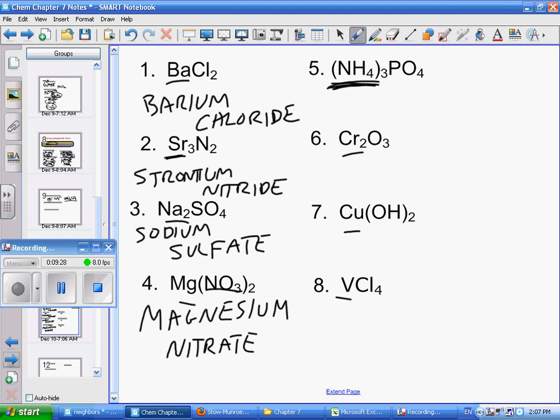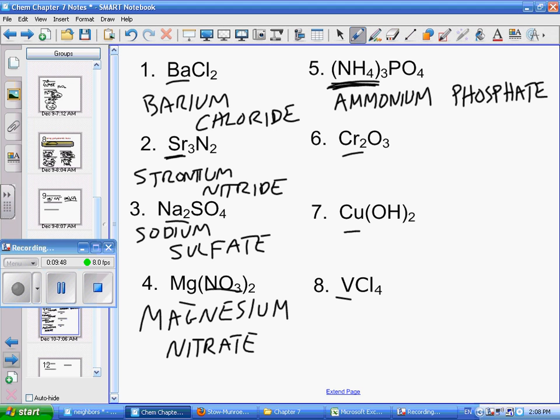Okay, number 5. Cations are listed first, so I'm going to look for the NH4 combination on the cation side. I see it is ammonium. Flip the sheet over, look for the PO4 combination. That's phosphate, and that's its name, and so on.